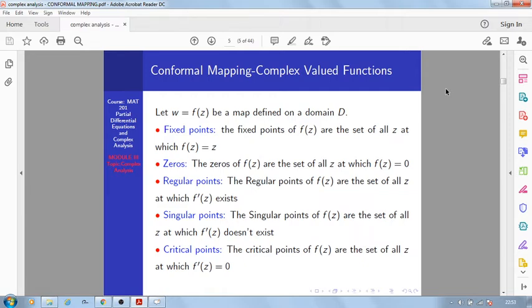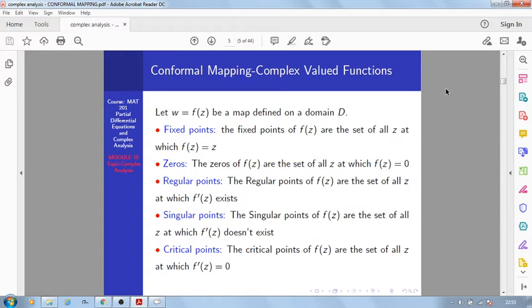So when you come to fixed points of a complex map w equal to f of z, those are points for which the map is that point itself. For example, if f of 2 plus 3i happens to be 2 plus 3i, you can say that 2 plus 3i is a fixed point. If f of 2 is equal to 2 itself, then 2 is a fixed point. So in general, we say that z is a fixed point of w equal to f of z if f of z equal to z itself. If a point is mapped into itself, then that point is called a fixed point.